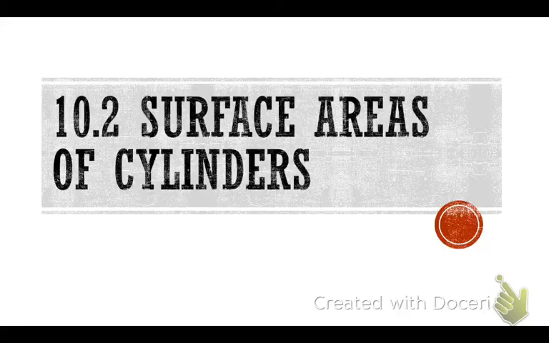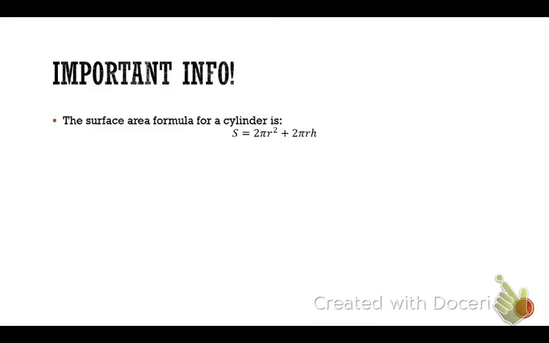We're in section 10.2. We're finding the surface area of cylinders. And somebody tell me, what do you know about the base of a cylinder? What shape is it? It's the shape of a circle. So what do you think your formula is going to have? Pi. Yeah, pi. And it's definitely going to show similarities to your circle formulas.